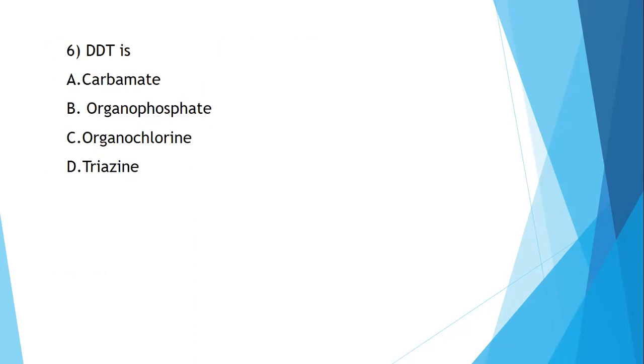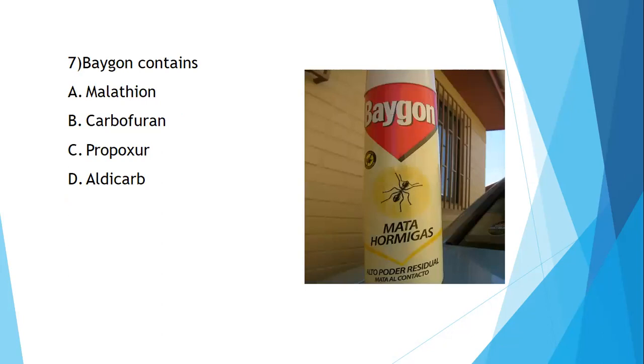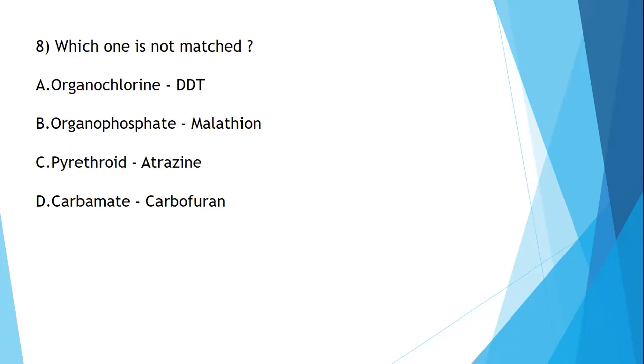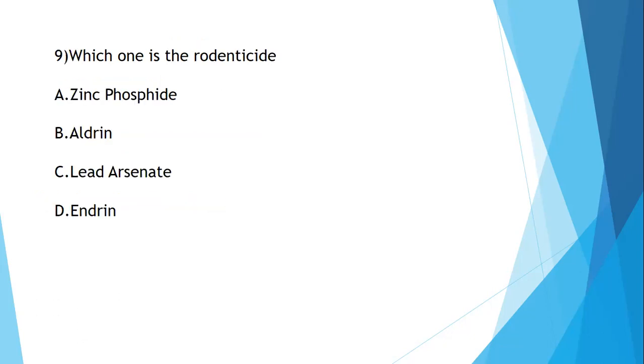Option is C. DDT is an organochlorine. Option is C. Baygon contains propoxur. Which one is not matched? Here organochlorine is DDT, organophosphate is malathion, and carbamate is carbofuran. But pyrethroid, it's azadirachtin, not atrazine. Pyrethroids are the synthetic compounds. It is the wrong option. Pyrethroid, atrazine. Option is C.